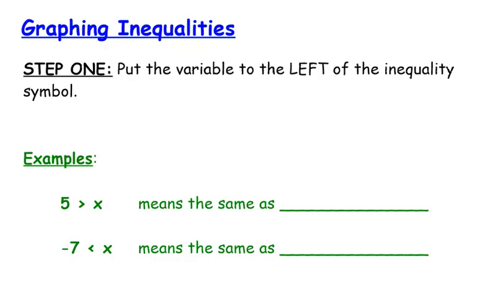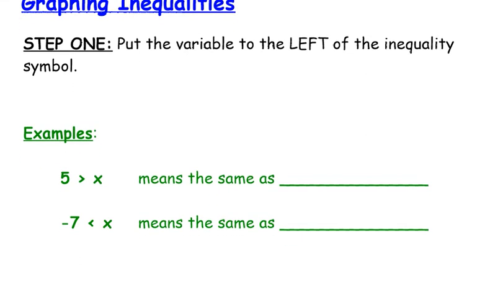Okay, so we have one last piece of information before we start graphing, and that is the importance of the variable. So once we start graphing, I'm going to give you something that looks like this. X is less than 2, and I'm going to show you how to graph that in a minute. But the important thing is that this variable is on the left-hand side and the number is on the right-hand side.